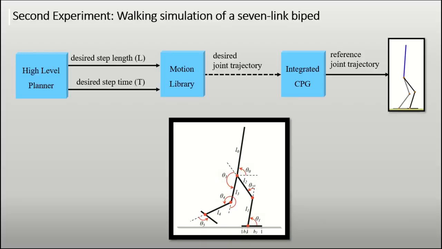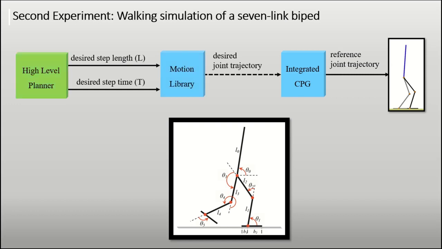Second experiment, walking simulation of a 7-link biped. In this experiment, we again generate the motion library for the desired motions. For this purpose, we use the parameter optimization technique to generate a stable desired joint trajectory for a set of desired step lengths and step times.